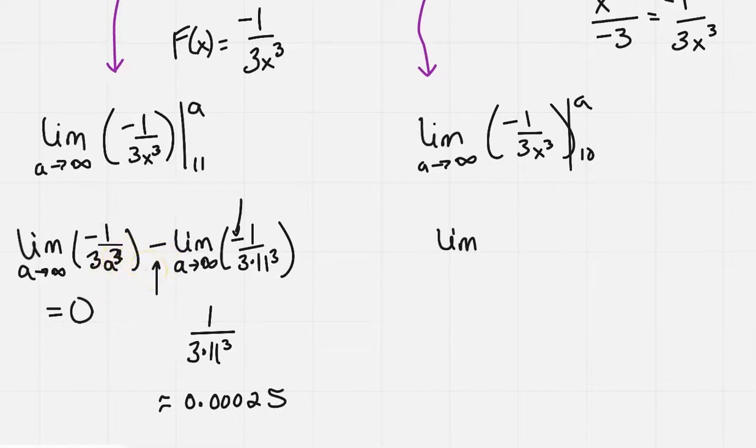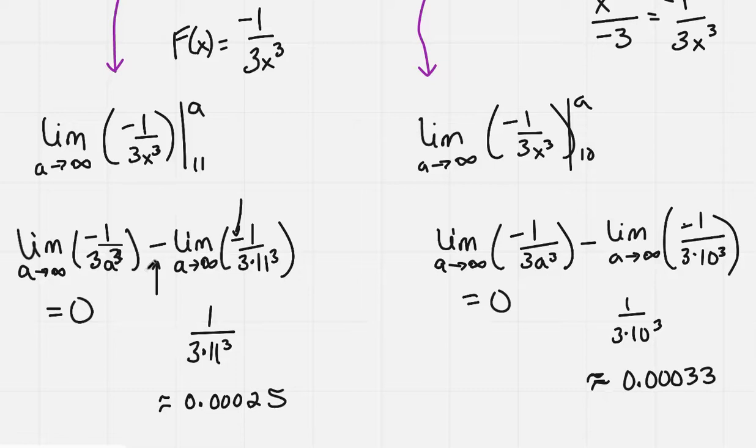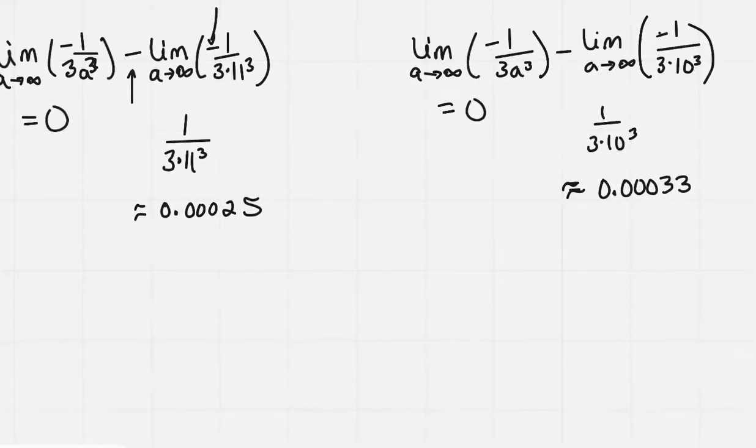That doesn't make sense. So the limit as a goes to infinity of negative 1 over 3a cubed, minus the limit as a goes to infinity of this constant, negative 1 over 3 times 10 cubed. Same thing's going to happen. This limit is 0, and on the right you get a positive 1 over 3 times 10 cubed, and that is approximately equal to 0.00033.